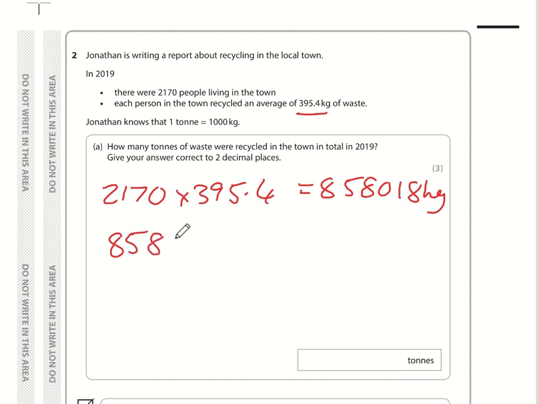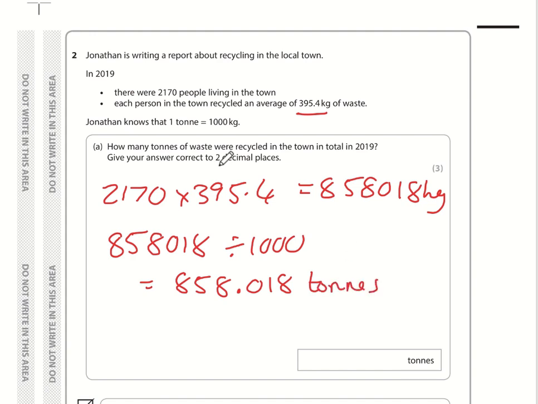So 858,018 divided by 1,000, that is 858.018 tons. And we need to give the answer to 2 decimal places, which means we're interested in the value of the 3rd decimal place. It's above 5, so the column to the left will move up by 1, so that is 858.02 tons.